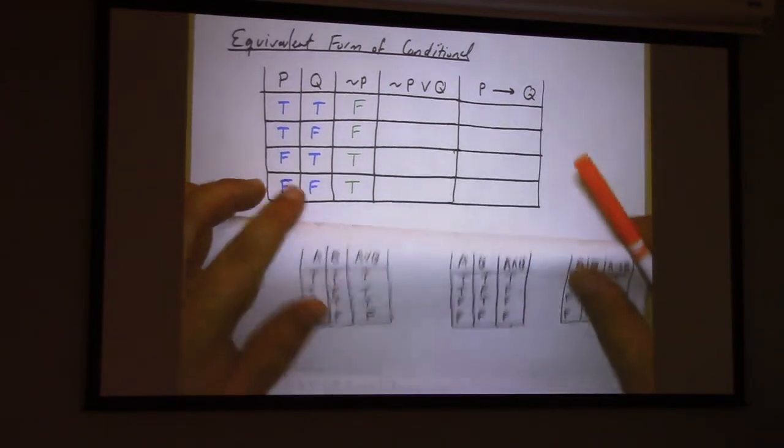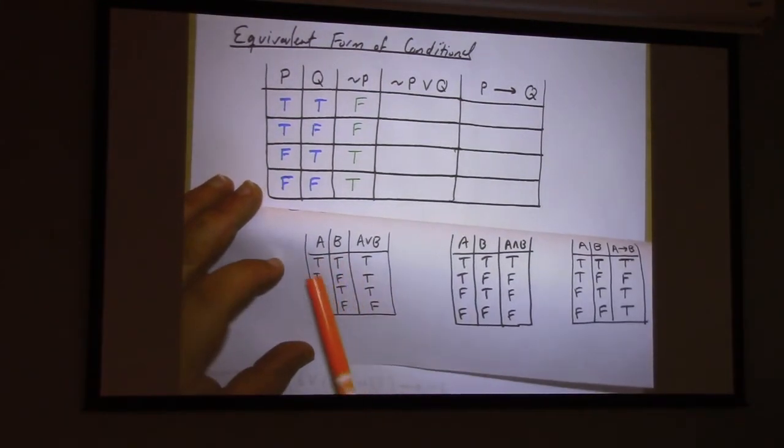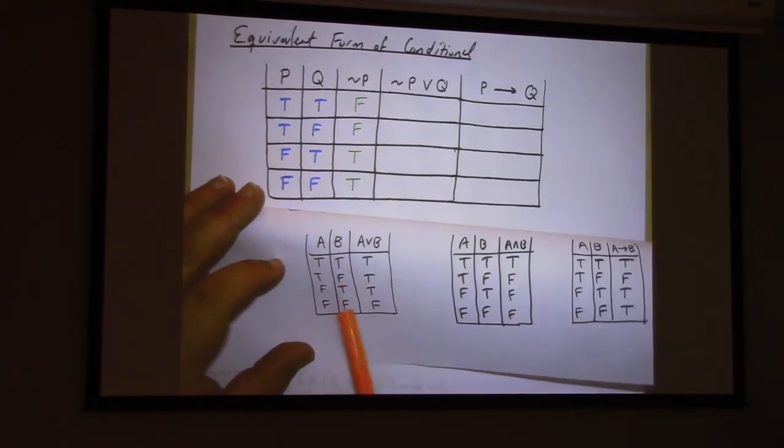Sort of works. All right, so remember disjunction. We look at this, right? True, true is true. True or false is true. False or true is true. False or false is false. All right?